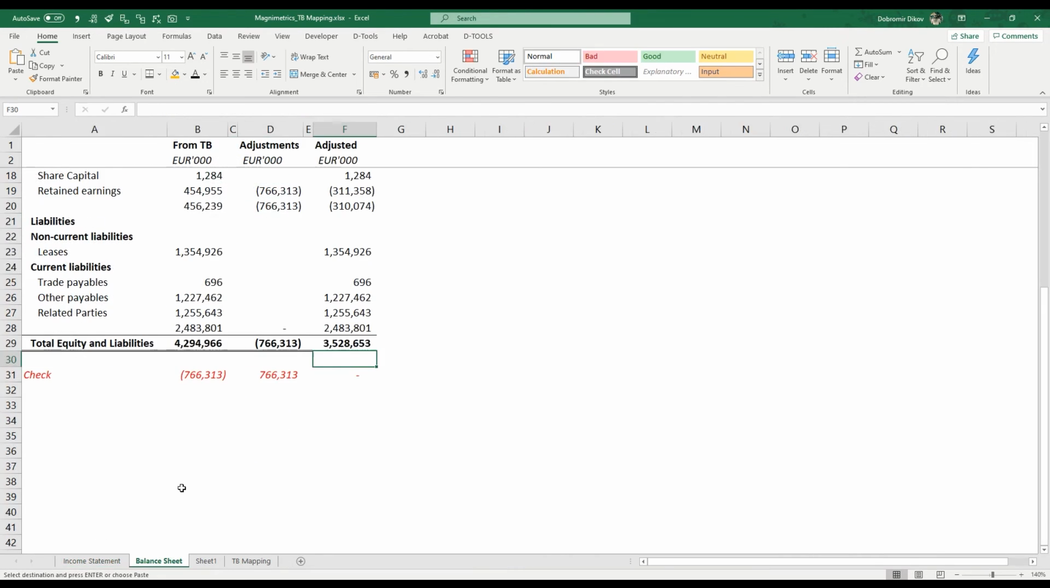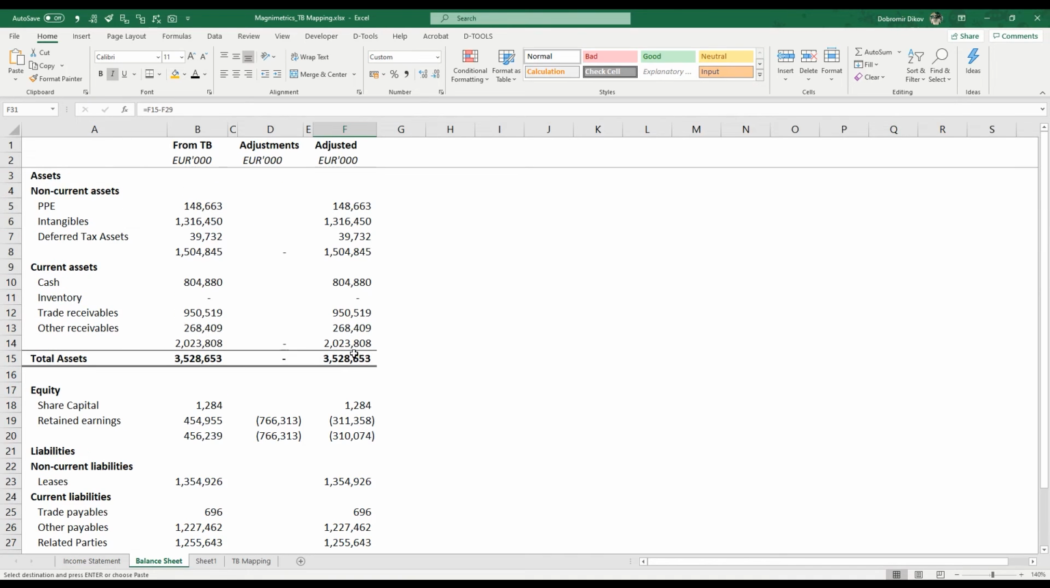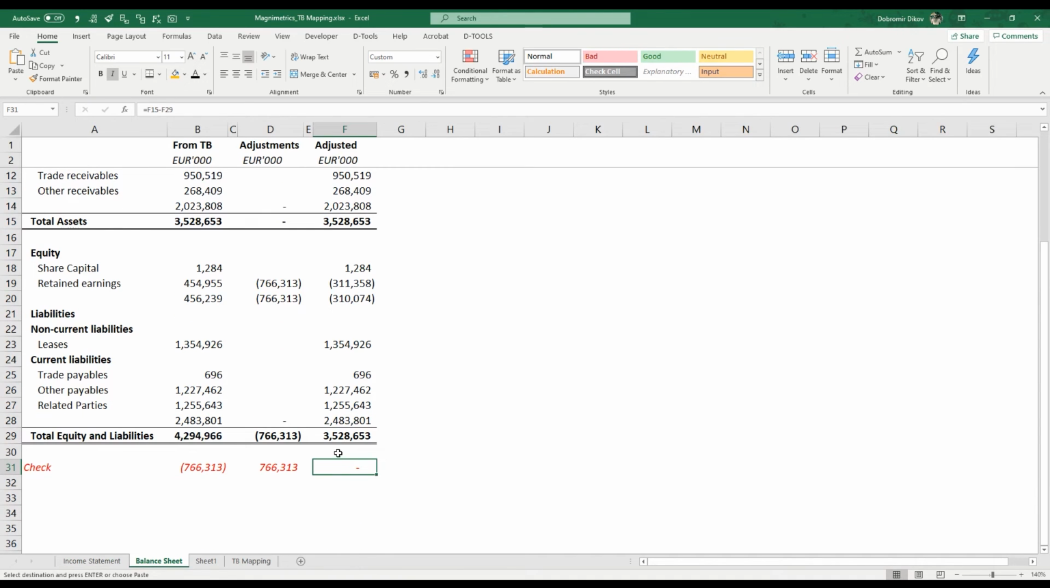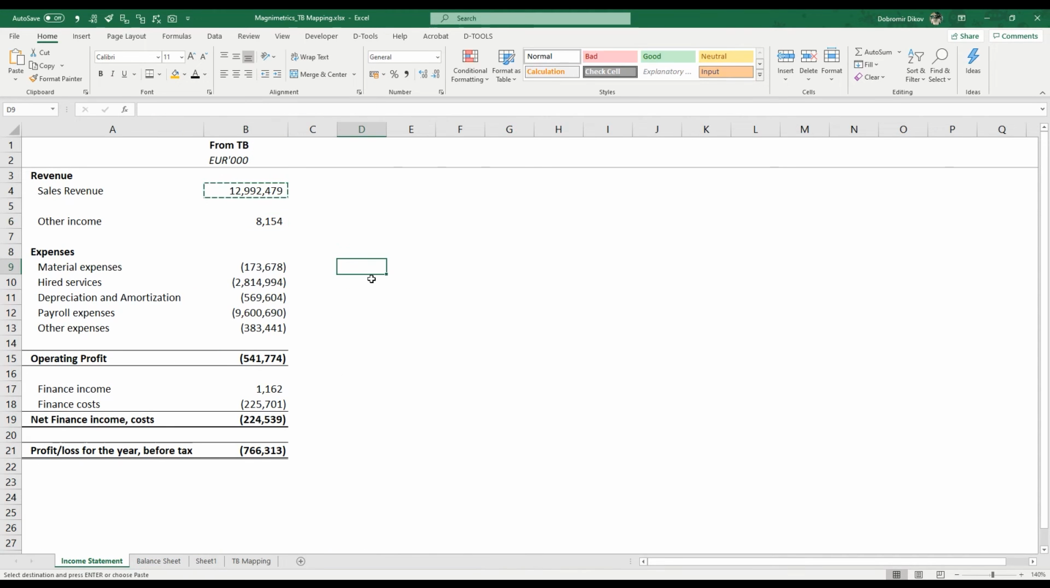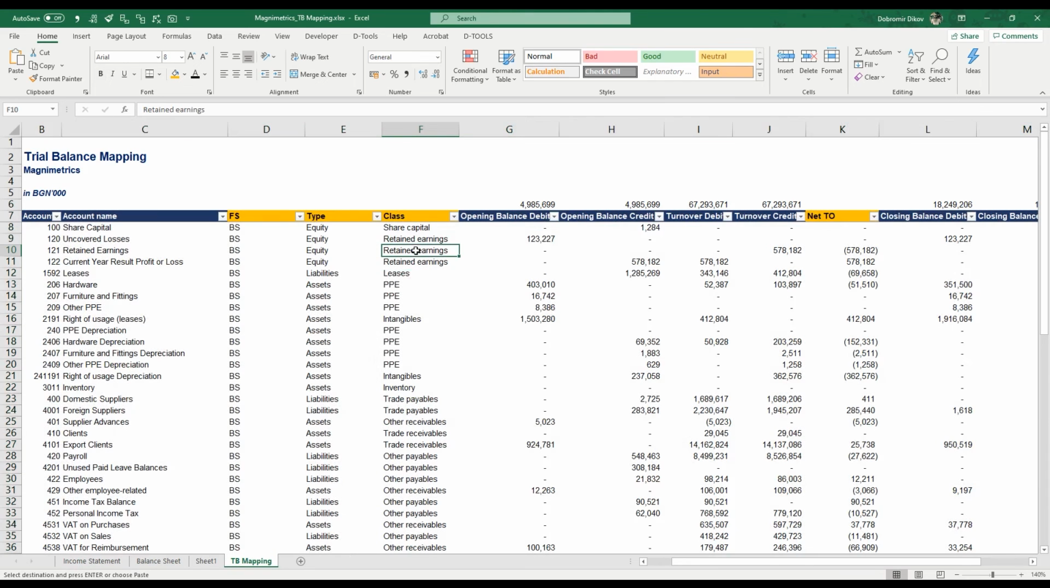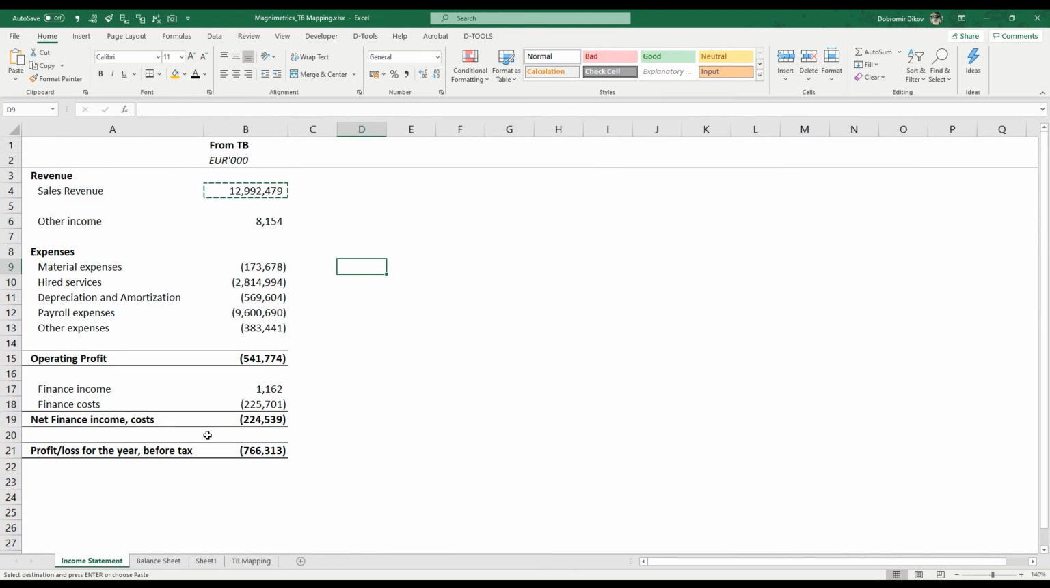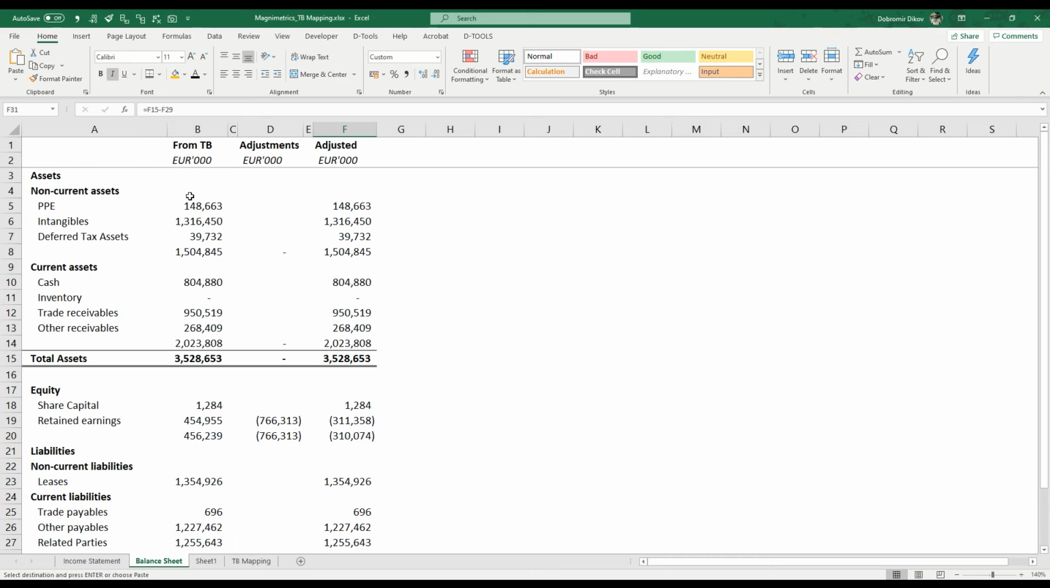If I go to my balance sheet now, I can see that my assets equal my equity and liabilities, which means that my balance sheet is reconciling properly. And that was it. Just a simple and fast way to go from a trial balance, add some mapping, and create a fast income statement and balance sheet that's properly linked to the trial balance, and you can update it anytime you want.